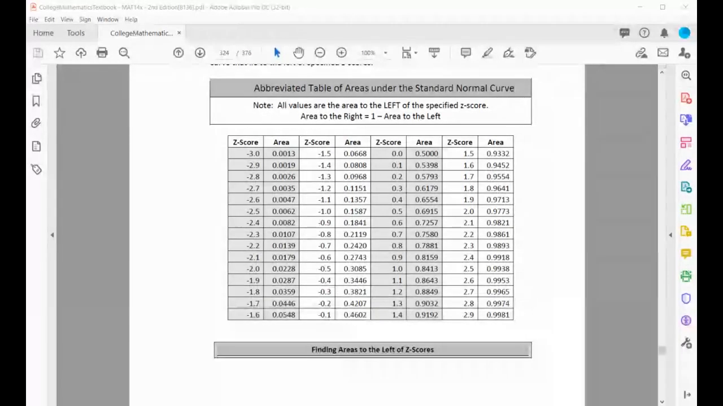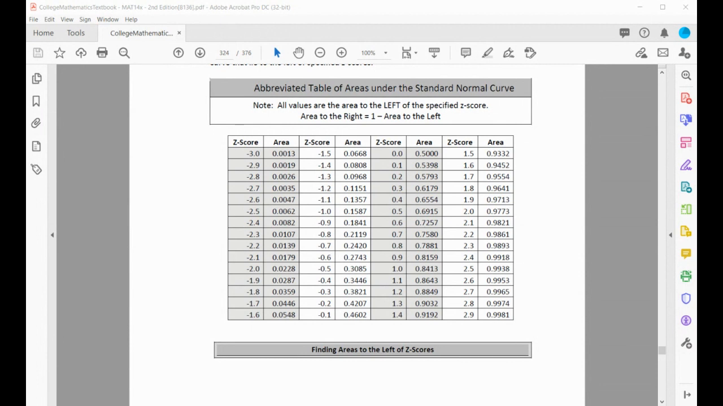But this is the page I'm talking about in the book. This is the area to the left of that z-score under the standard normal distribution curve. So to the left of -3, the area is this. And also, since you're getting percentage, you want to convert the area to a percent.